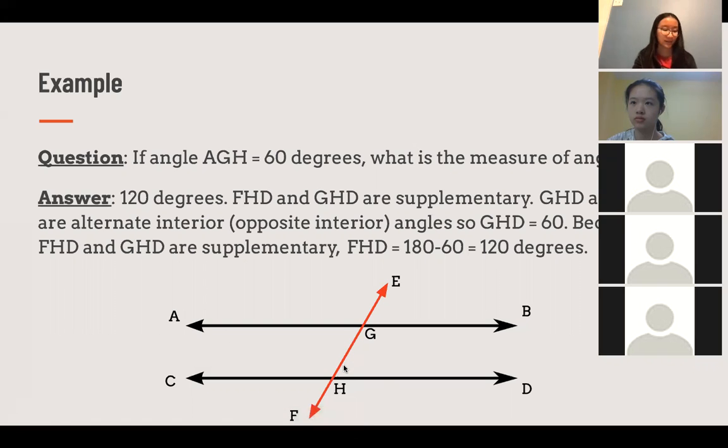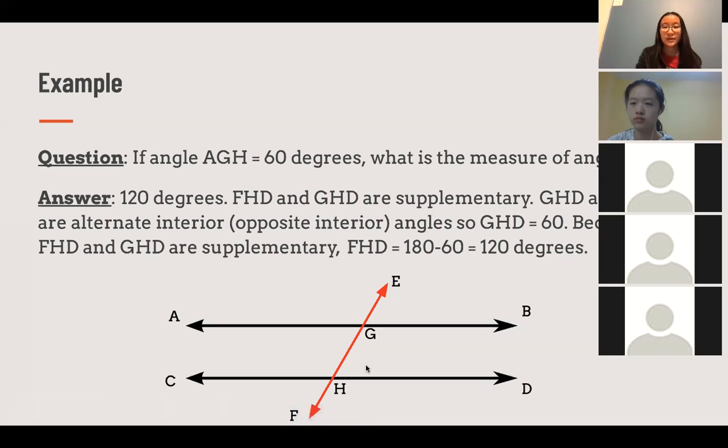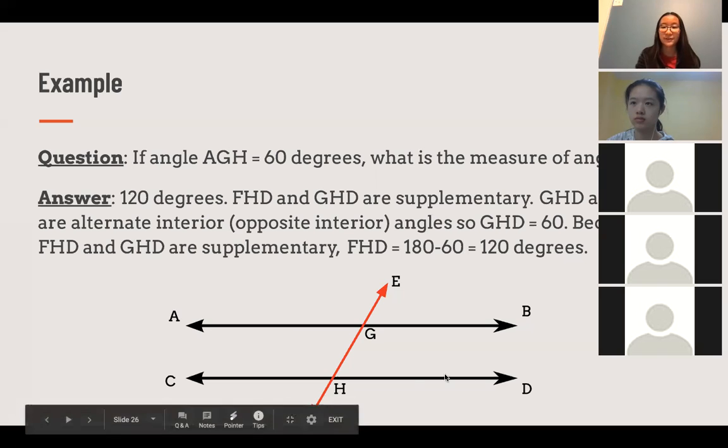And those are congruent. So that lets us know that AGH is 60 and GHD is 60. Then you can see here that GHD and FHD are supplementary, meaning that they add up to 180. So then you just do 180 minus 60 to get the measure of FHD, which is 120. Does that make sense?